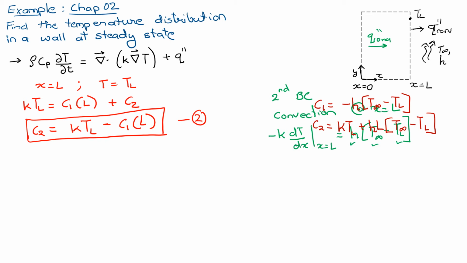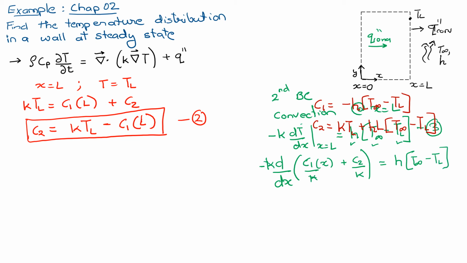So let's take the original equation and the equation that we found for temperature in terms of C1 and C2 and substitute it in equation 3. And what we'll get is k times the derivative of C1 times x upon k plus C2 upon k, equals h times T infinity minus TL. Now we see the k is cancelling out.